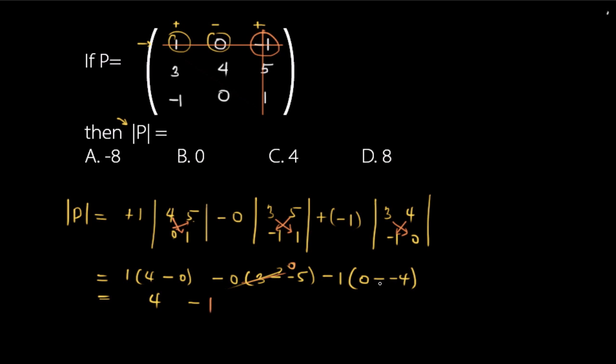times 0 -1, so this is minus times minus is going to give us plus, so 0 plus 4 is 4. So this is 4 here. So you have 4 minus 4, and your answer is going to be 0. So our solution is B.